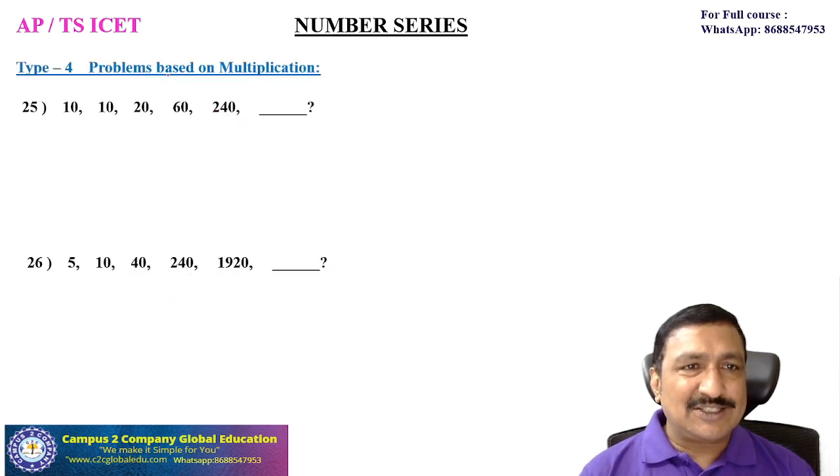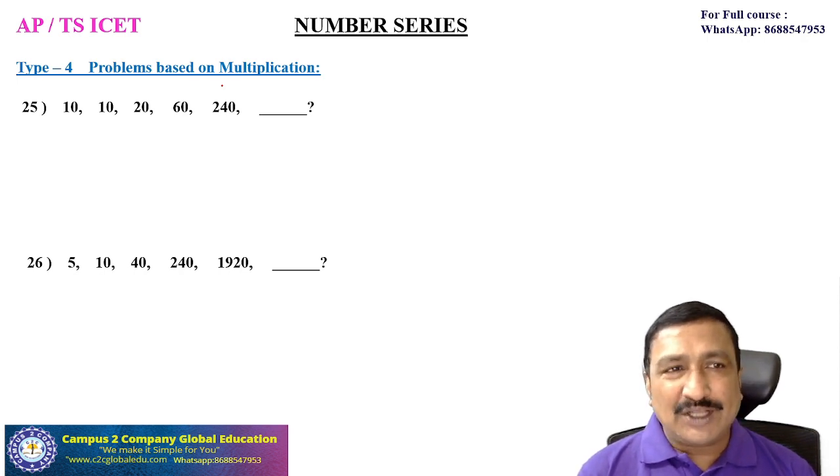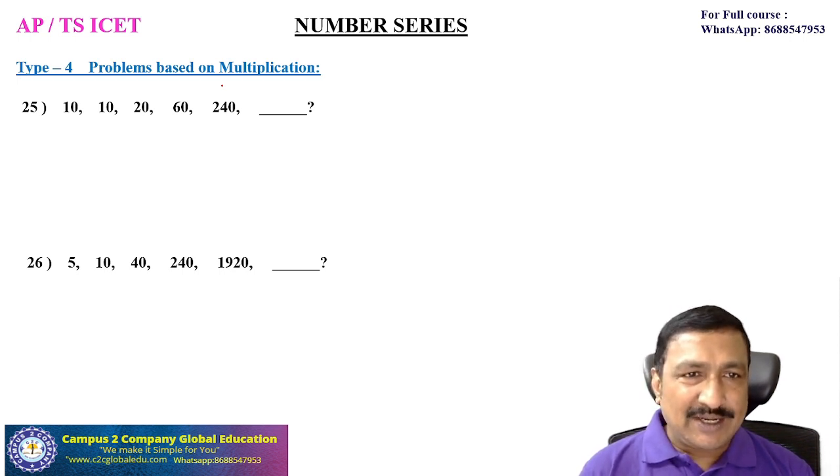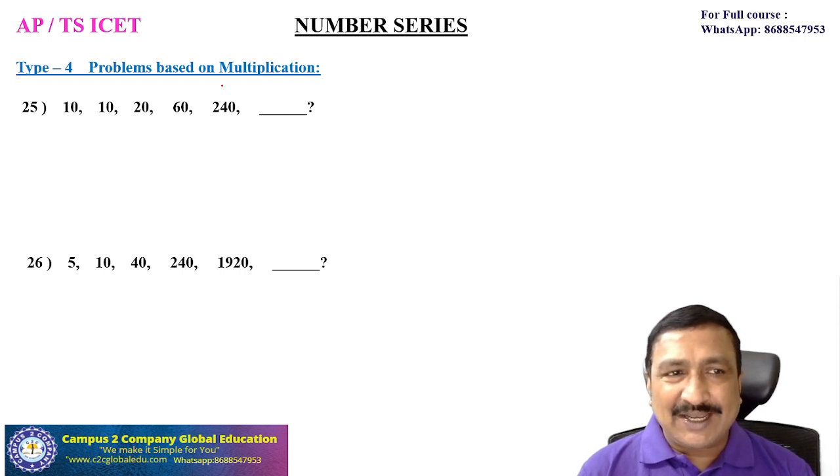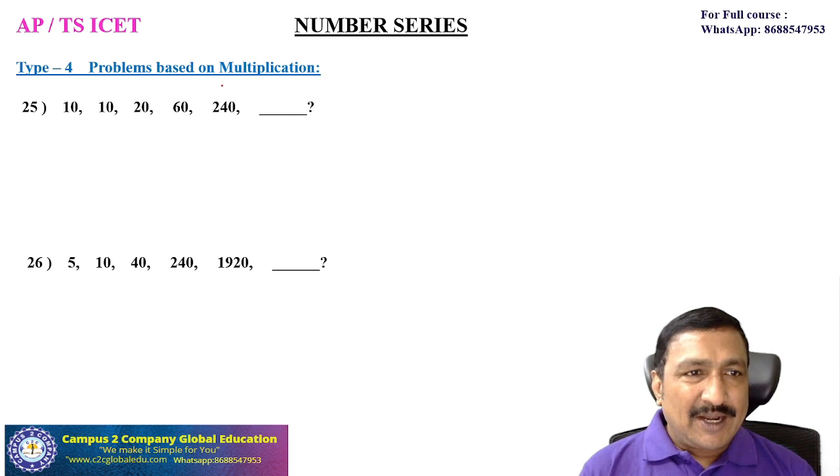So this next model is problems based on multiplications. In the previous two models we discussed, the series was gradually increasing or gradually decreasing, which is called either an increasing series or a decreasing series. But how to identify whether it belongs to a multiplication series or not? When the numbers suddenly increase, a large difference will be there. So whenever a large number suddenly appears, we have to identify that it belongs to the multiplication method. Now look at this problem.